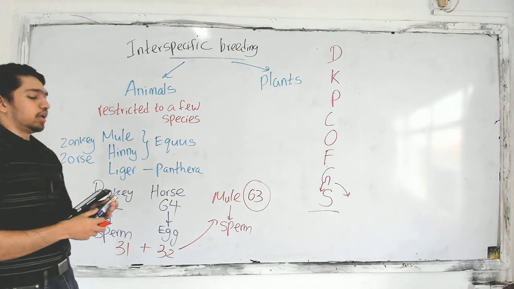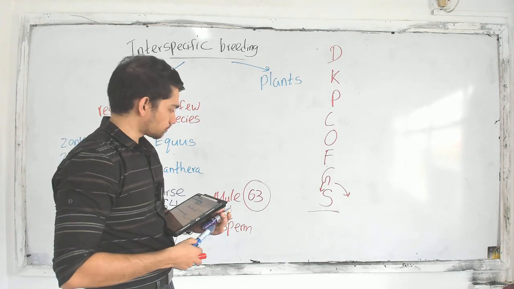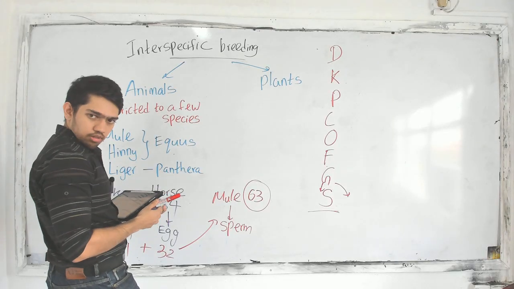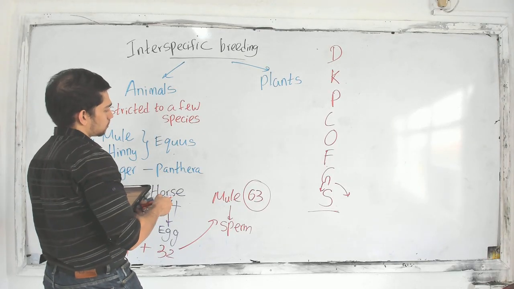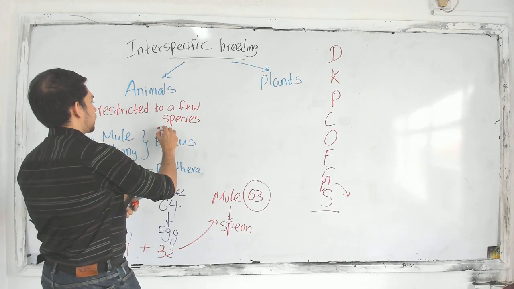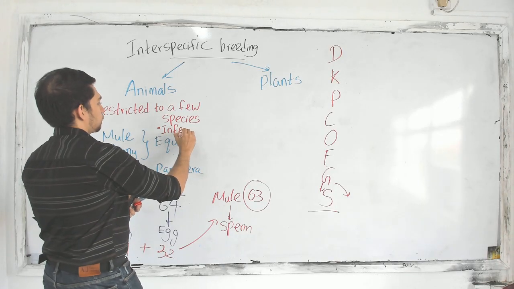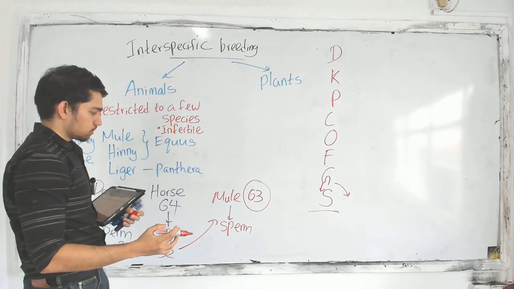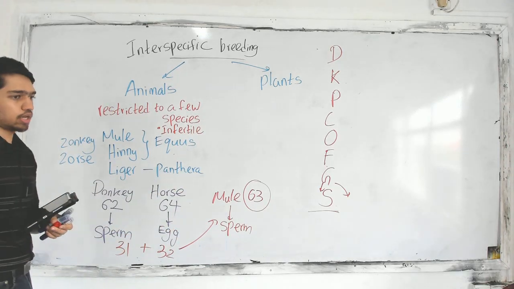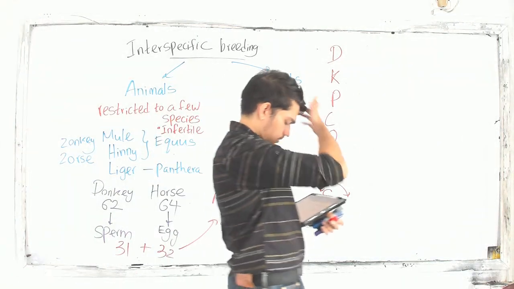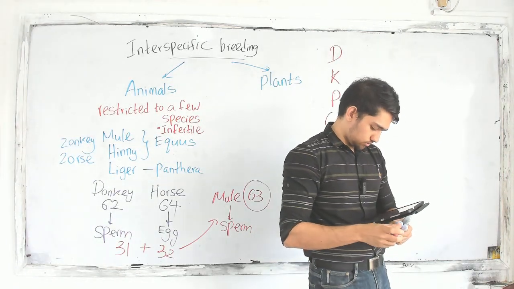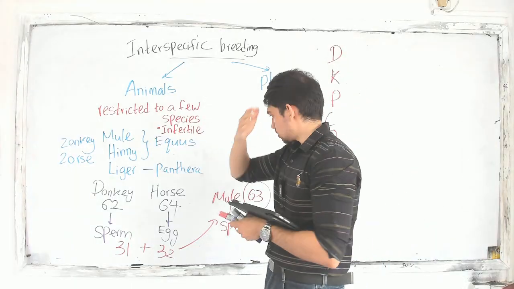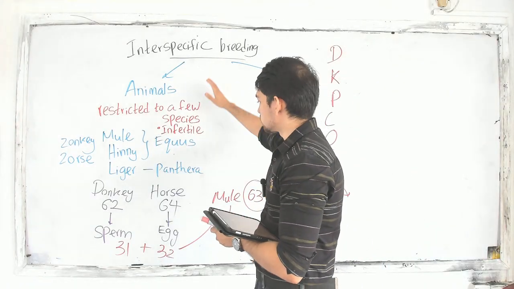With animal interspecific breeding, usually they are infertile. They cannot produce their own offspring. These ligers, hinnies, mules, they cannot have their own children. They don't produce functional gametes. Okay, so this is the animal story.